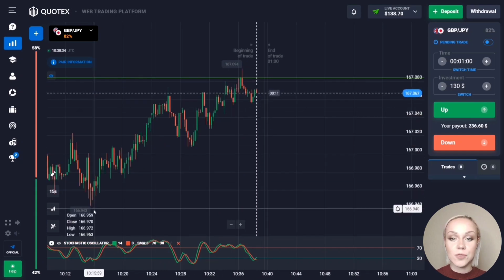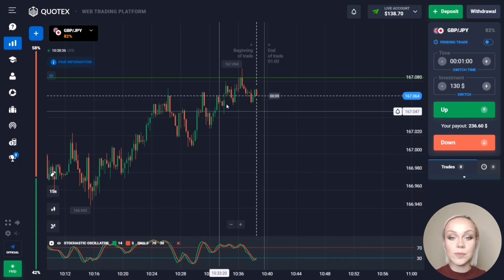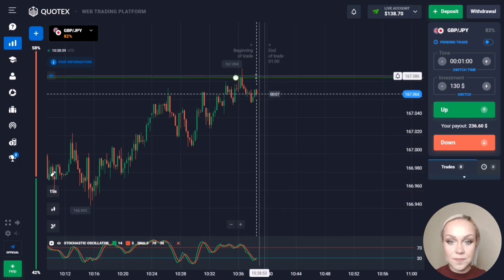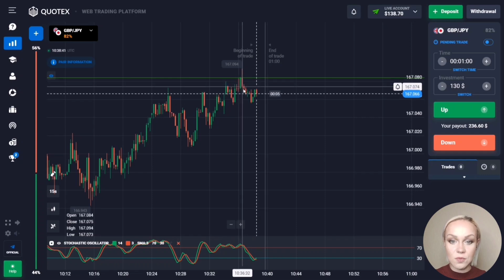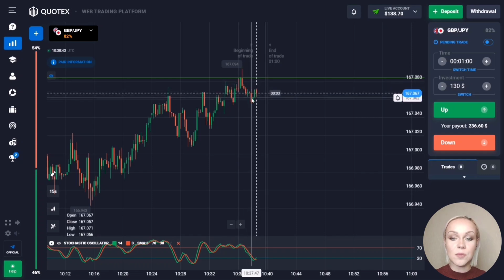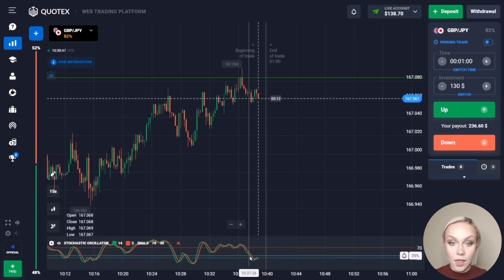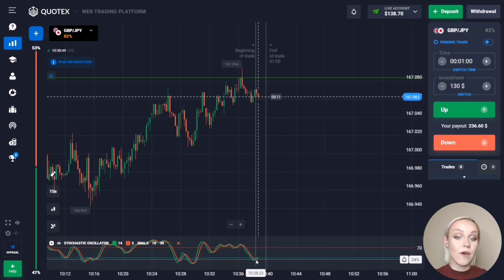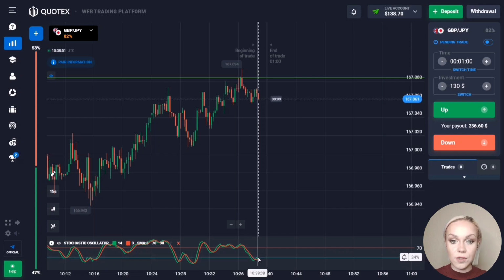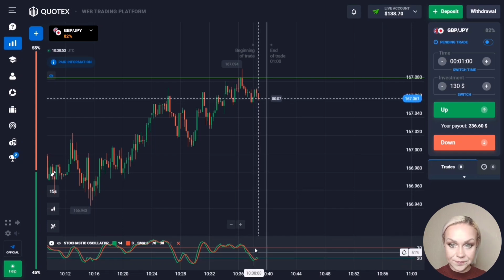Here we see that there was an uptrend. After touching the resistance, there was a pullback down. The price turned around and is starting to move up again. We also see that the moving average starts to cross the horizontal line from below up. It means that the price will move up soon. Let's open a trade for a raise for 2 minutes here.